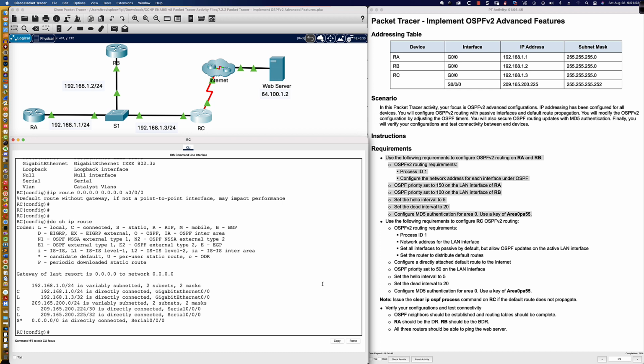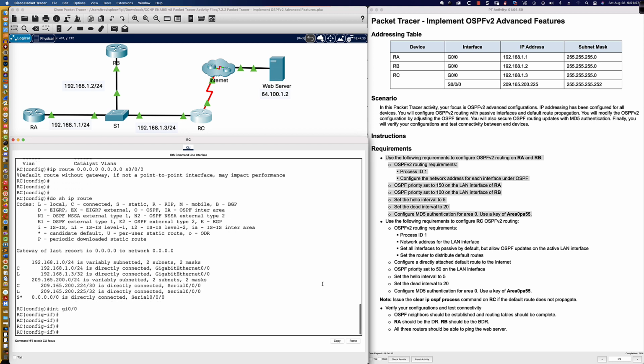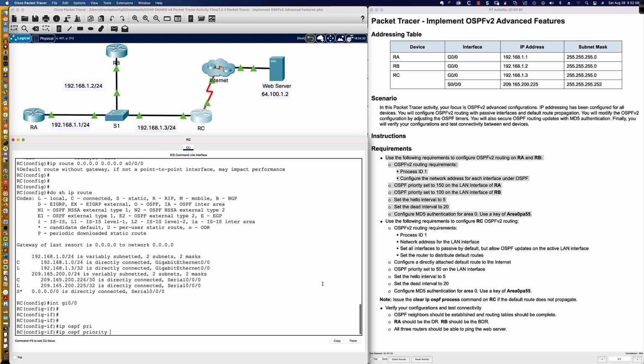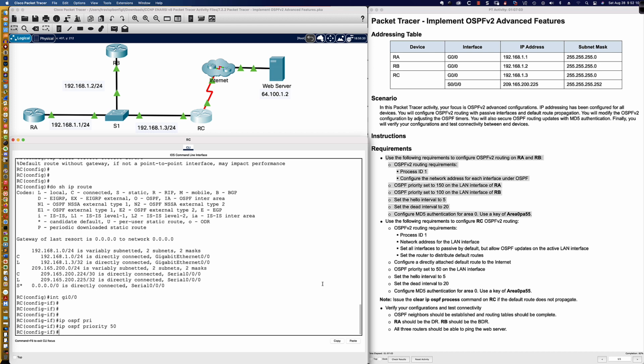Okay, so the priority. So now let's get into interface GigabitEthernet 0/0, and let's bring this all together so that we can see the OSPF domain properly and fully configured, and we can see that we've received that default route. So ip ospf priority is going to be 50, meaning that this would be the third choice to become the designated router, if an election were to be held.